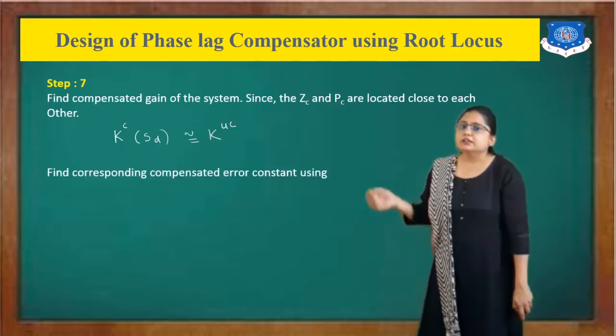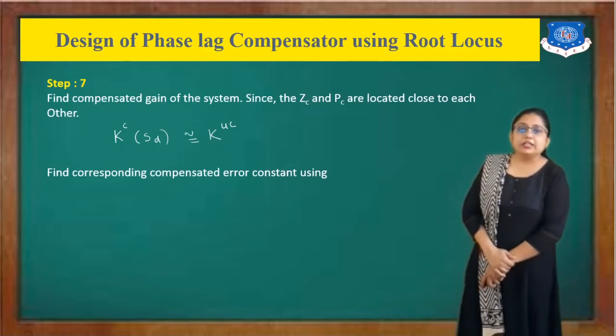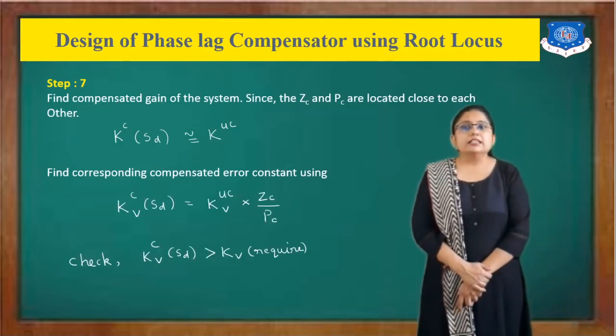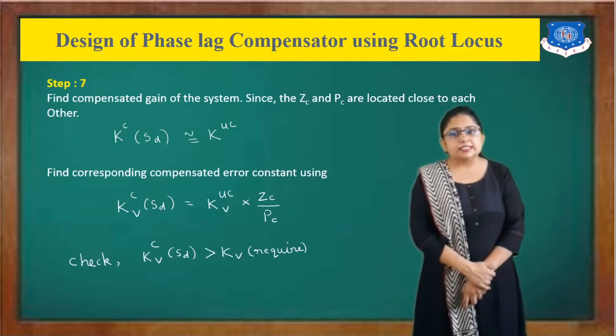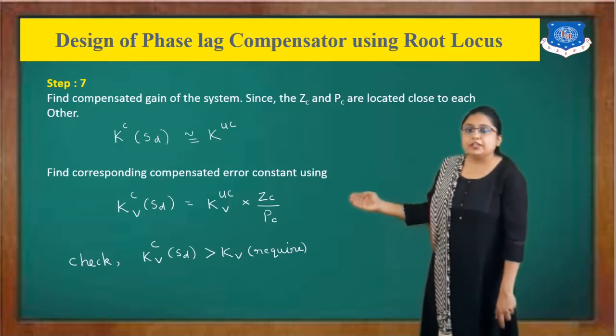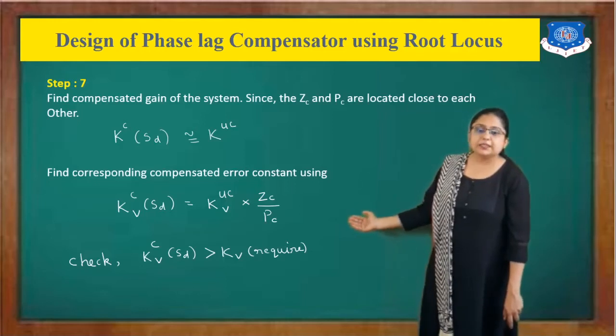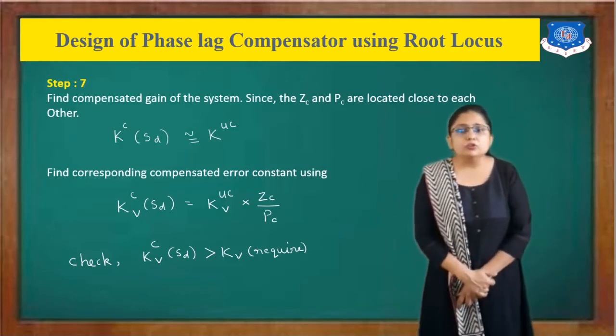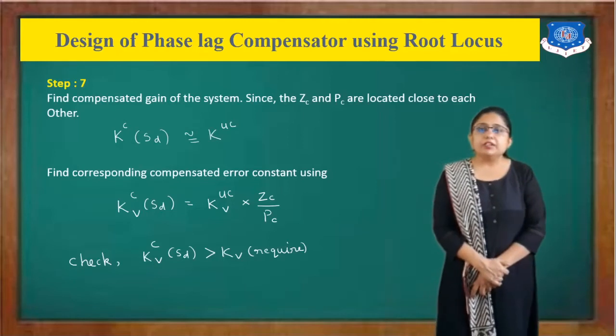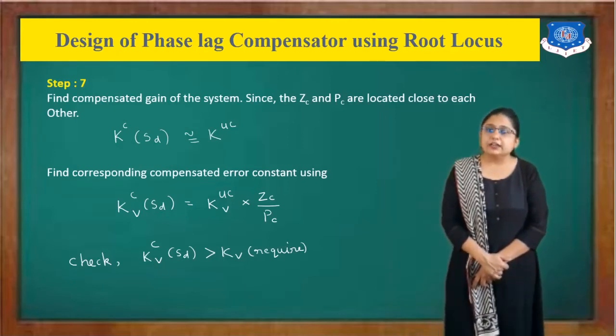Then next, we have to find out the error constant, that is KVCSD, which equals KVUC multiplied by ZC by PC. And here you have to check that KVCSD is definitely greater than KV required.